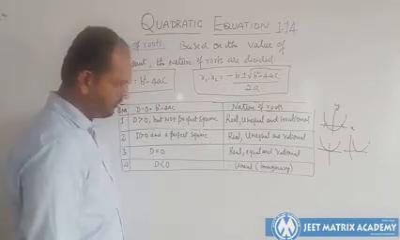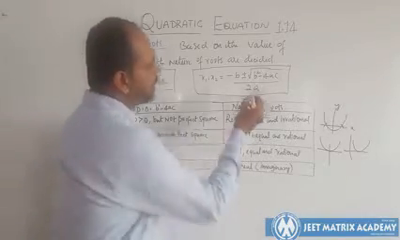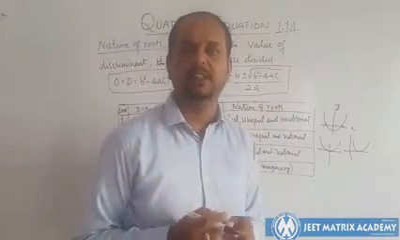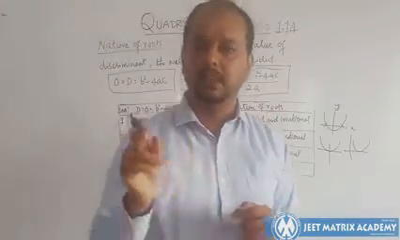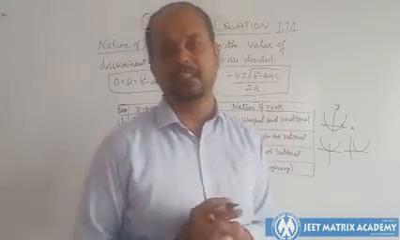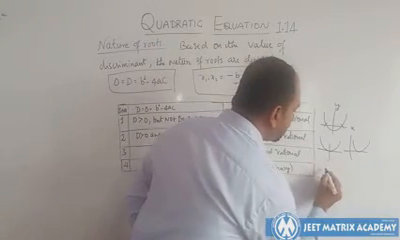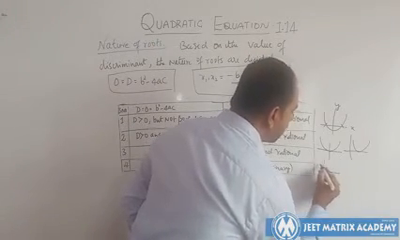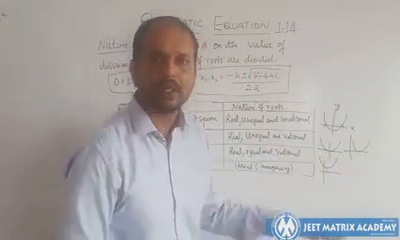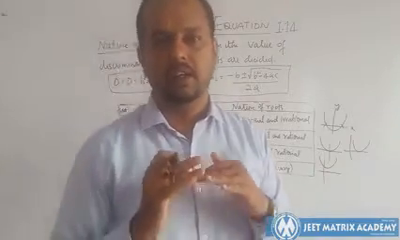In the case of the fourth option, if D is negative, that means the value under the root will be negative: -1, -2, -100, anything. Then we could say the square root of -1 equals iota. That means an imaginary number, so it will have imaginary roots. So always remember, you will get the graph above the x-axis. The parabola never touches the x-axis.